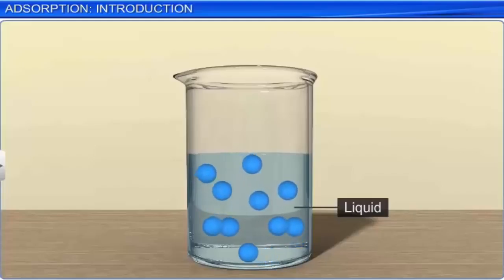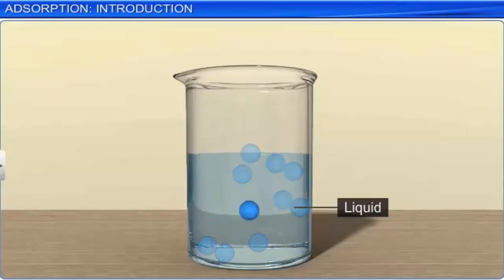Let us consider two molecules, one present in the bulk and the other on the surface of the liquid phase. The situation for the molecule on the surface of the liquid is different from the one in the bulk of the liquid. The molecule in the bulk experiences a balanced force of attraction from all directions.